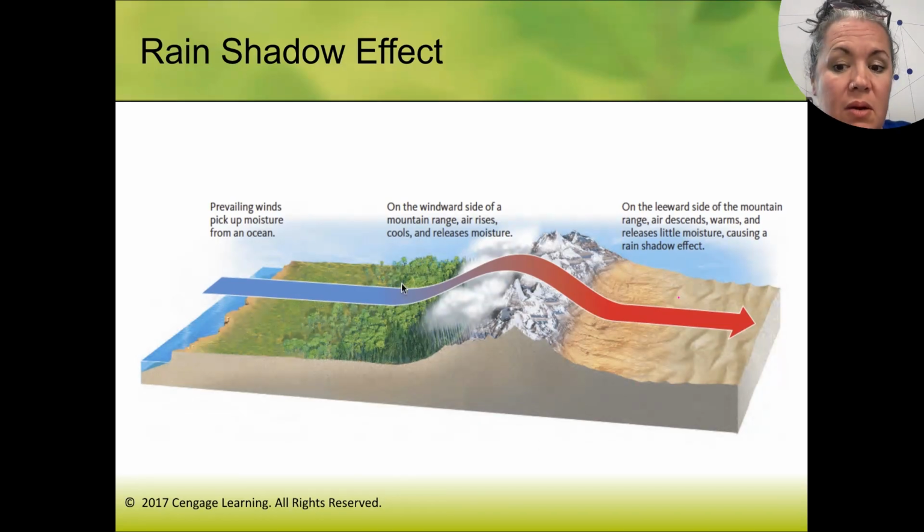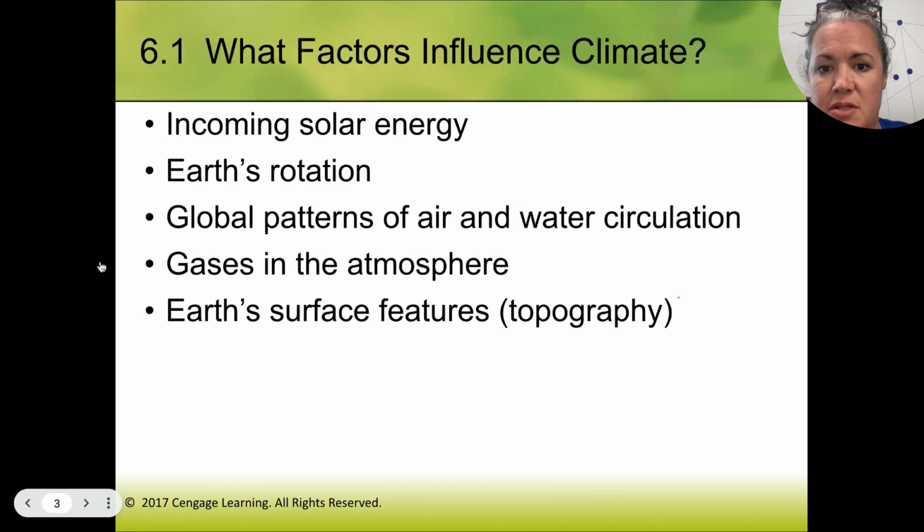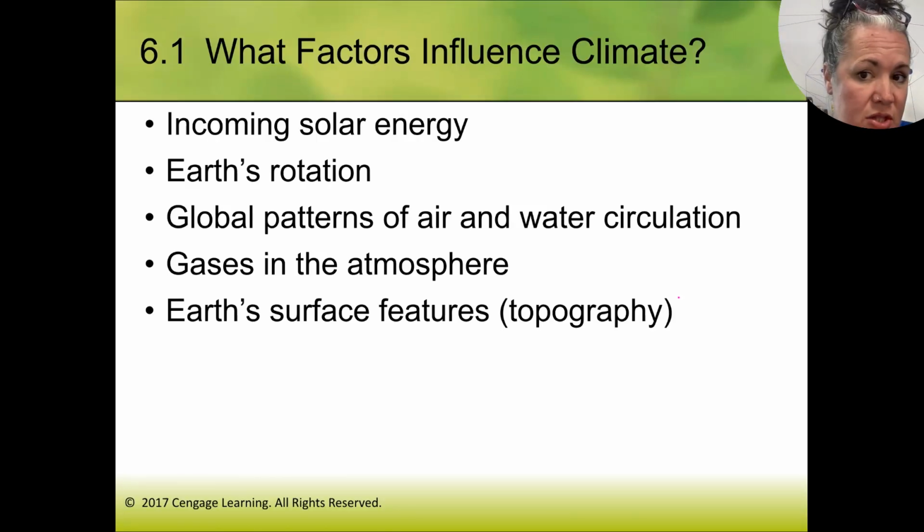So what I want to go back and take a look at is if we actually answer these questions. Did we cover all the factors that influence climate? Can you create study questions for each section that help you to really understand these different factors? So incoming solar energy, why and how does that influence climate? Earth's rotation, how does that influence climate? Are you able to describe the Coriolis effect? Do you understand it? Global patterns of air and water circulation.